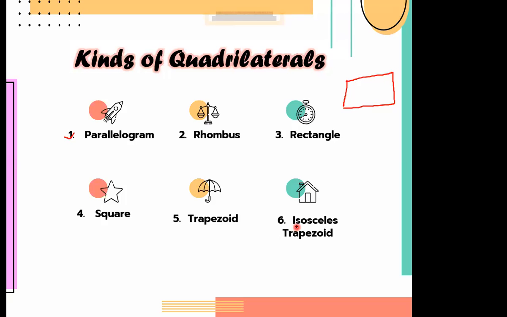Why is this lecture important? Because if you learn all the properties and all the definitions of these quadrilaterals, it will become easier for you to attempt exercise number 12.2. So this lecture is very, very important and you have to learn each and every concept. You have to memorize each and every concept as this lecture is very important.